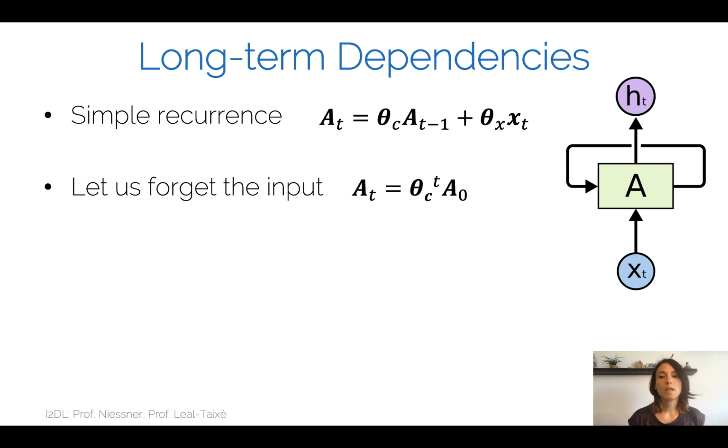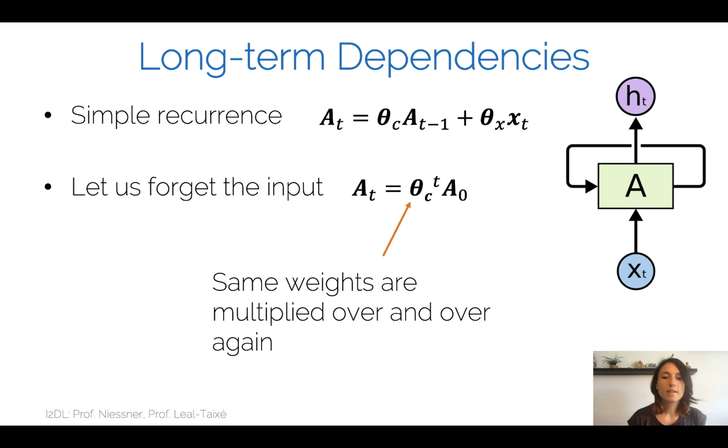Now let us forget about the input for a second. Let us consider only the dependency between AT and the previous time step AT-1. If we unfold this recurrence, we will reach A0, the first hidden state at time step 0. And we will see that in order to reach AT, we had to multiply our set of weights theta C t times. Therefore, we're going to have here theta C to the power of t multiplied by the input hidden state at time step 0, so A0.